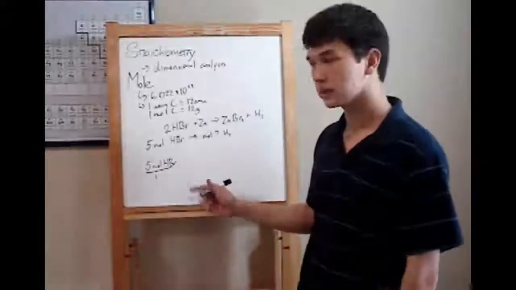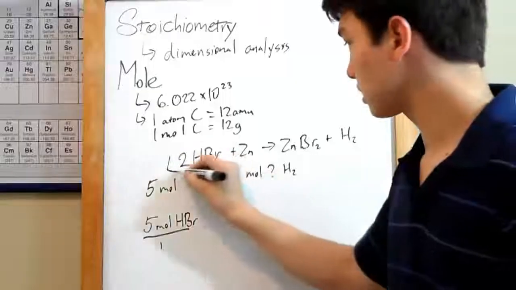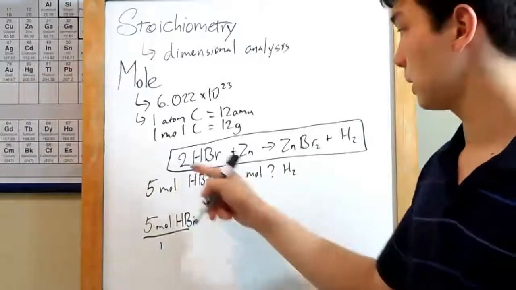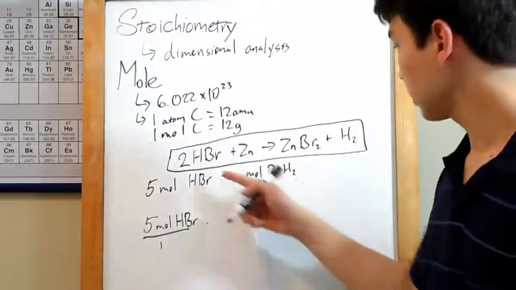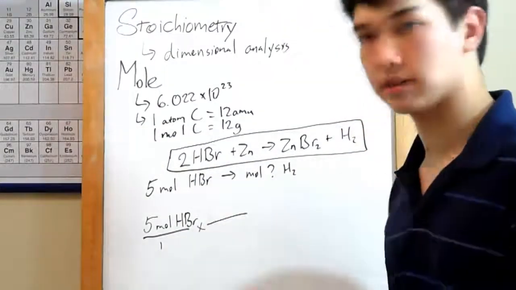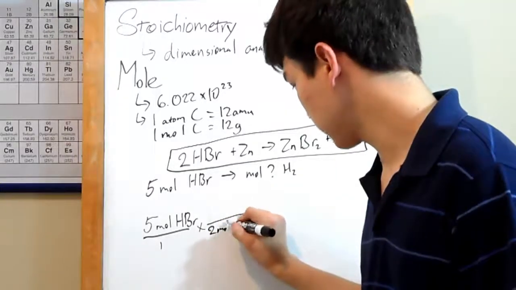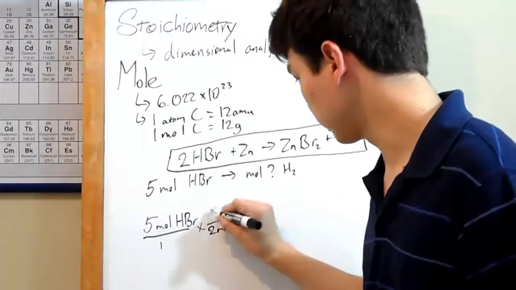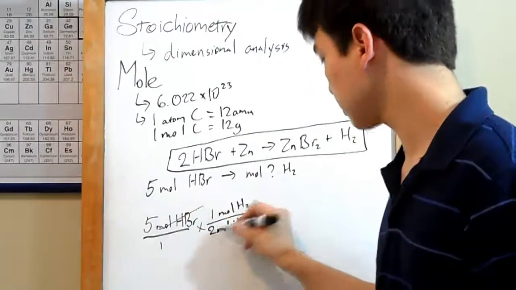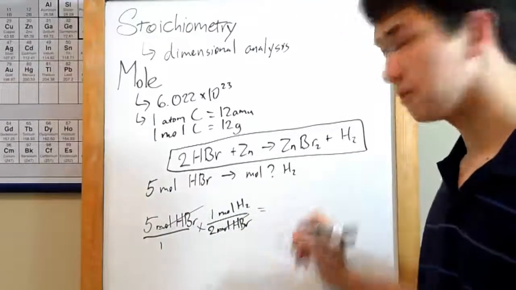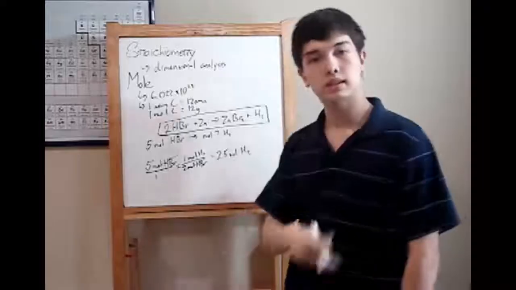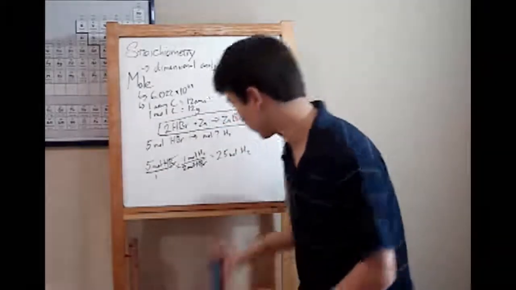Okay, so here's where the chemical equation comes into play. See, we know from this chemical equation that if we have 2 moles of HBr, these big numbers all just mean moles, then we will get 1 mole of hydrogen. So that's basically your conversion factor. 2 moles of HBr is the same as 1 mole of hydrogen. Great, moles of HBr cancels out, and we're left with moles of hydrogen. 5 over 2, or 2.5 moles. Simple stuff.